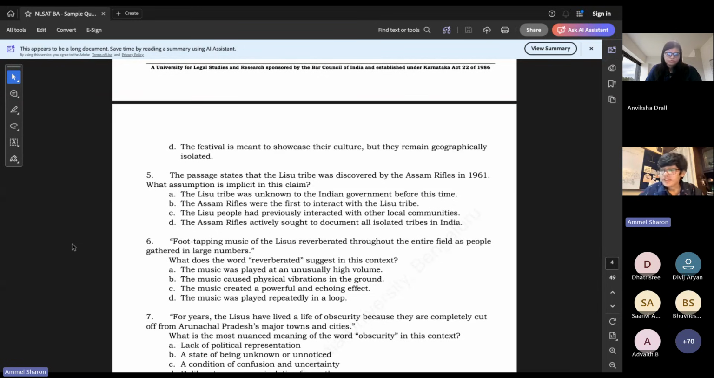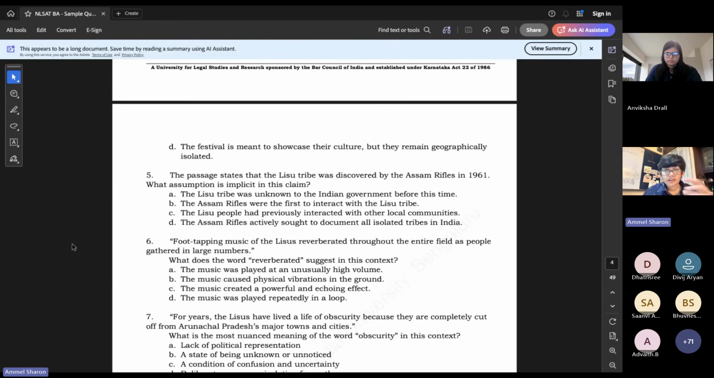The music created a powerful echoing effect. Reverberation refers to echoing, right? So C might be the probable answer here. Music was played repeatedly in a loop. That's not what reverberated means. So your answer here would be C. It created a powerful and echoing effect.